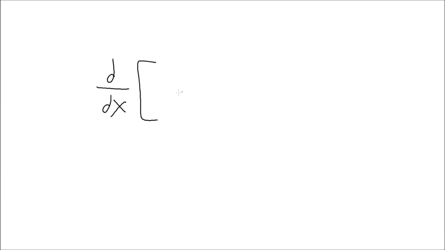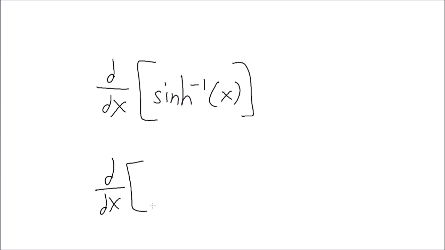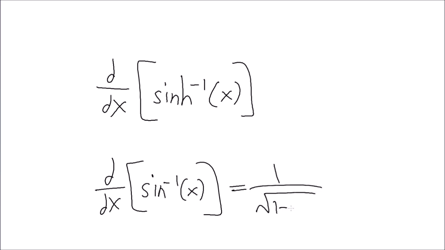All right, next is the derivative of inverse sinh. If you remember the derivative of inverse sine, which you really should, this is 1 over the square root of 1 minus x squared. So then this is actually very easy for you to memorize. This is 1 over the square root of 1 plus x squared.